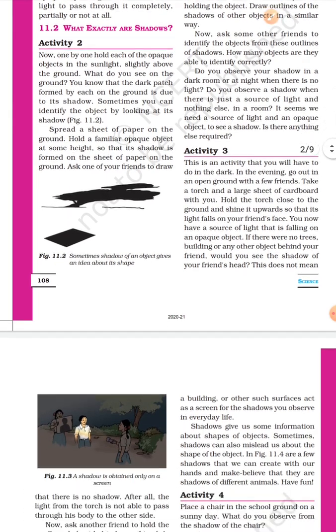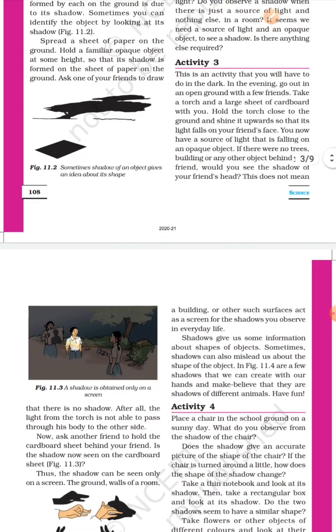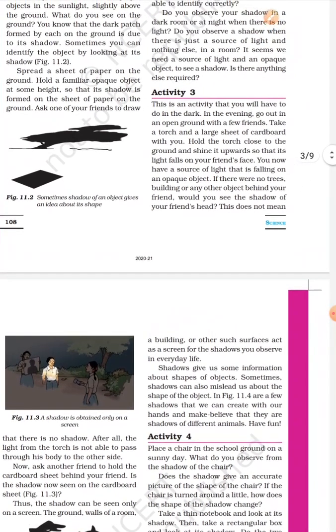Okay, now activity number 3 is an activity that you will have to do in the dark, in the evening. Go out in an open ground with a few friends. Take a torch and a large sheet of cardboard with you. Hold the torch close to the ground and shine it upwards so that its light falls on your friend's face. You now have a source of light that is falling on an opaque object.